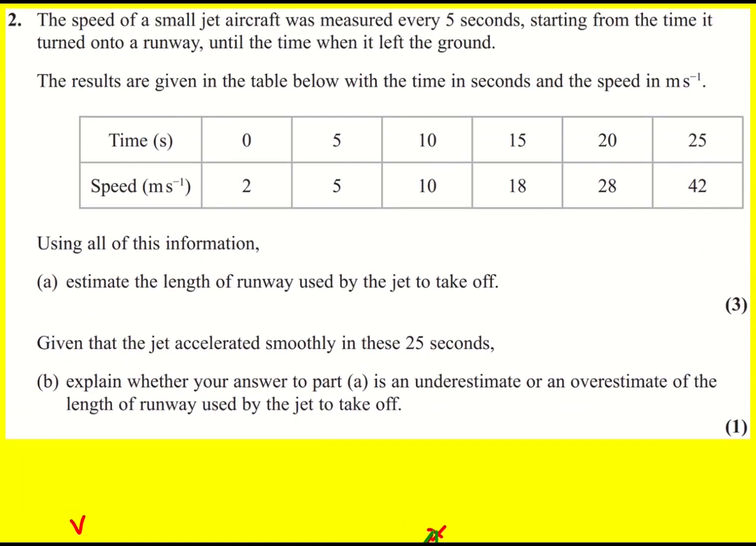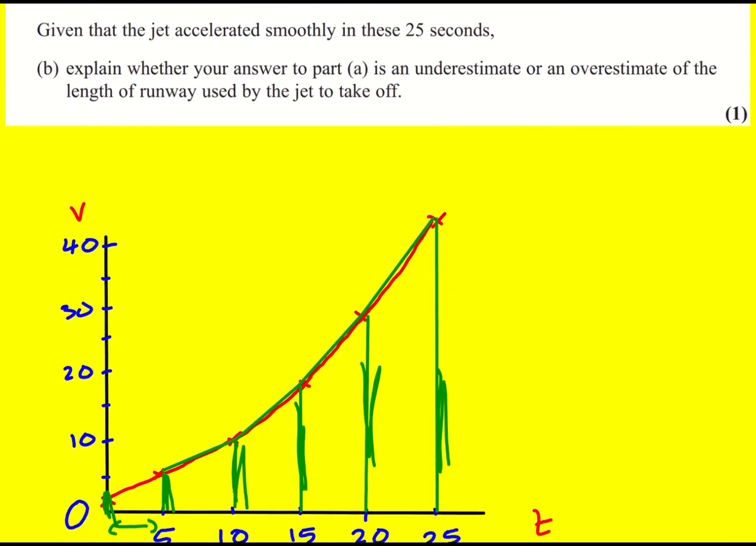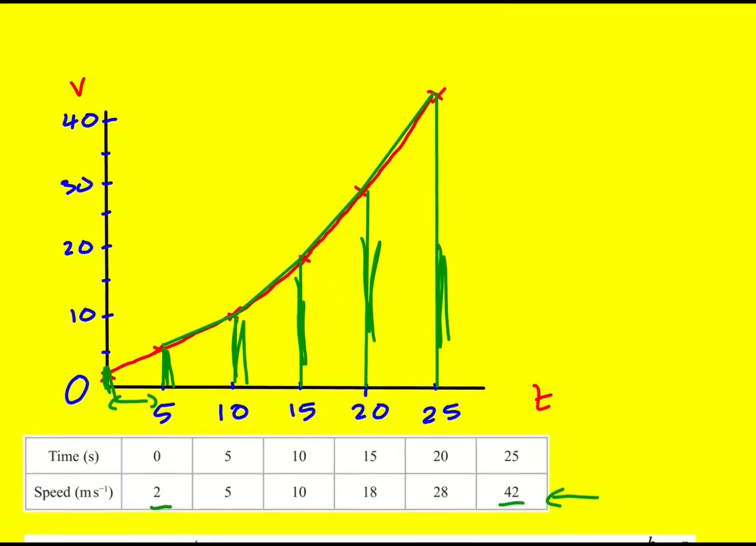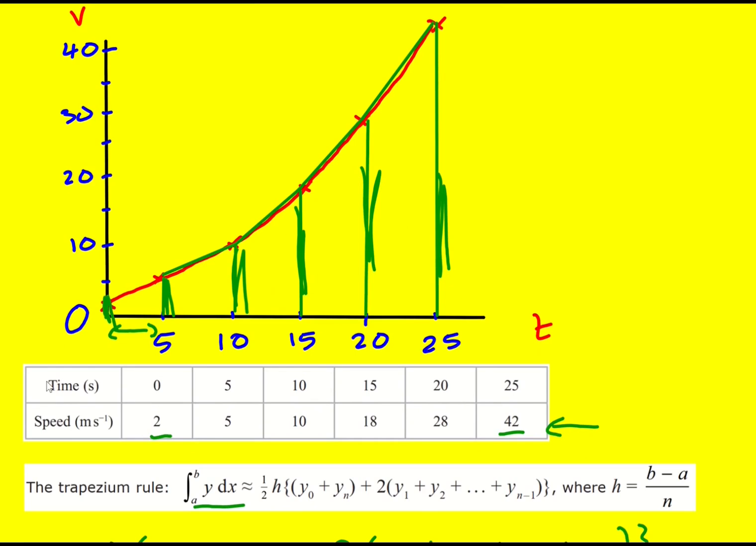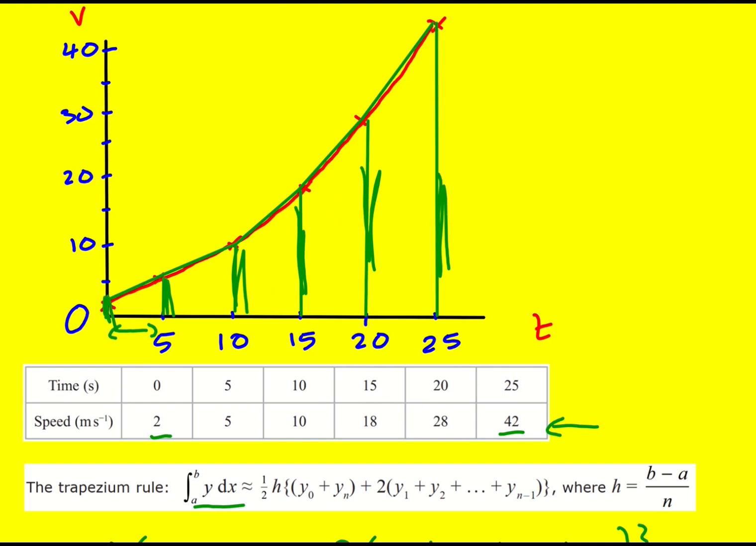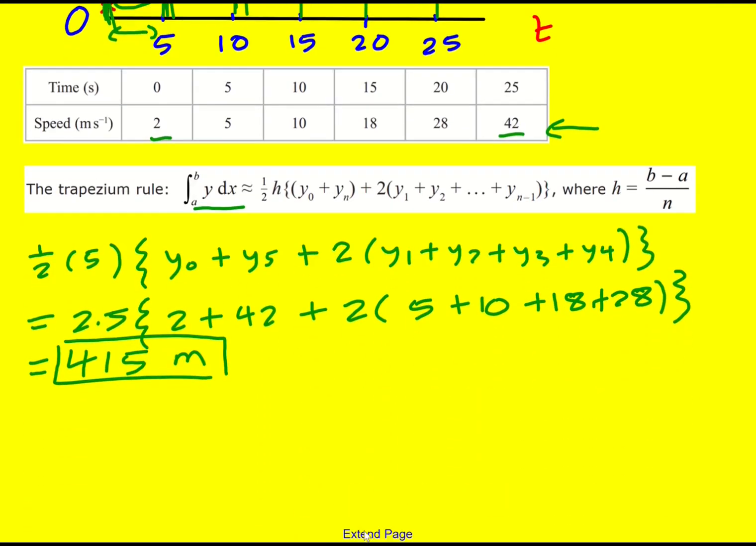But then, given that the jet's actually accelerated smoothly, that's the red curve that I drew originally, explain whether our answer is an underestimate or an overestimate for the length of the runway. So this is saying, is the actual area under the curve more or less than the area given by the trapezia? I just realized, for some reason, I didn't join the first one up. And that's why a sketch goes a long way. You can see it's only very slightly, but the small gaps in the trapezia are going to have a larger area than the actual area under the curve. So as long as you say something along those lines, then you're absolutely fine.